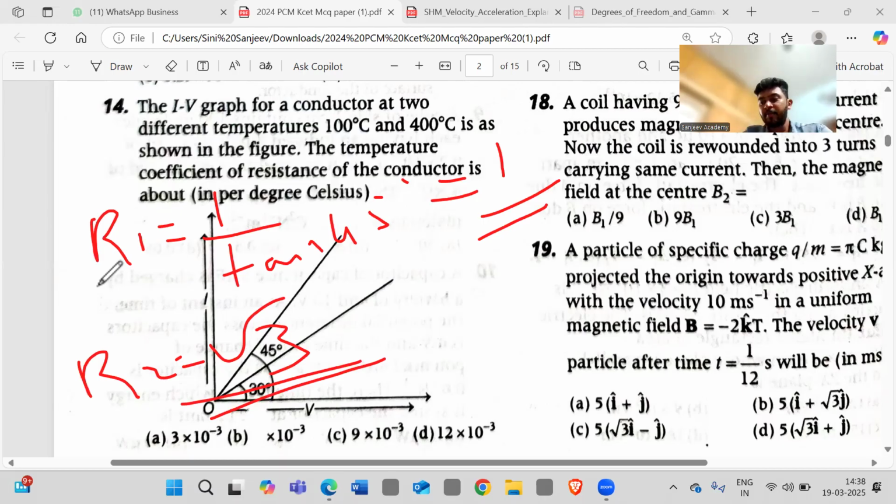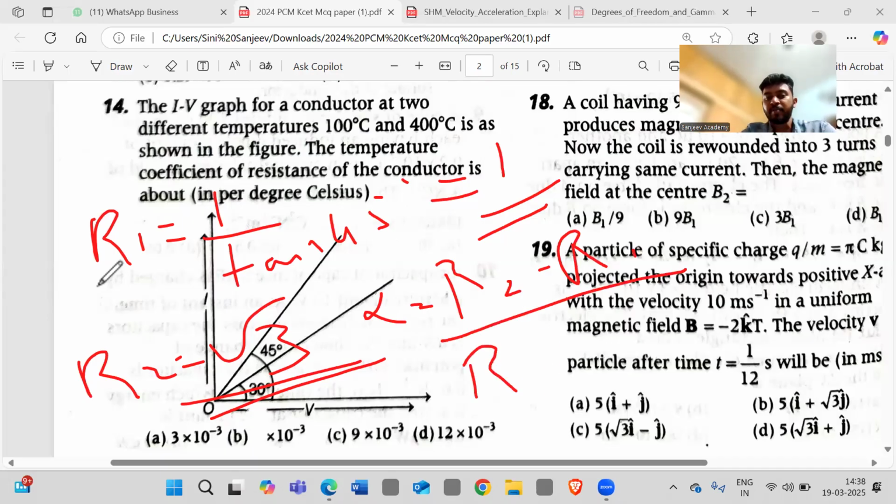Then what is the alpha formula? R2 minus R1 by R1 T2 minus R2 T1. What is the alpha formula, temperature coefficient? R2 minus R1 divided by R1 T2 minus R2 T1. Substitute in this and let me know.